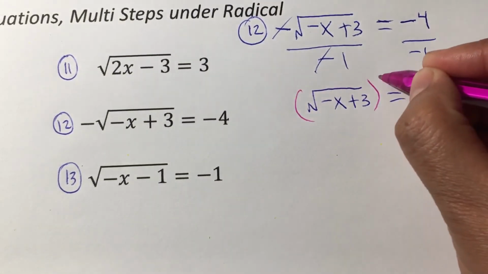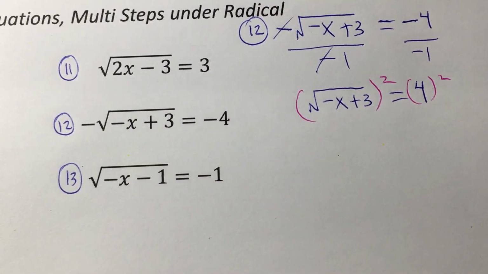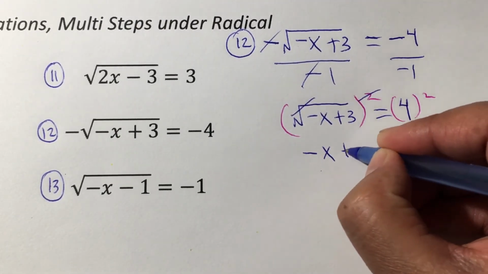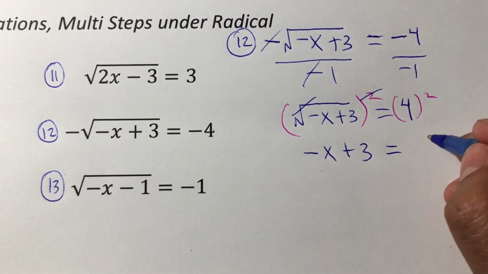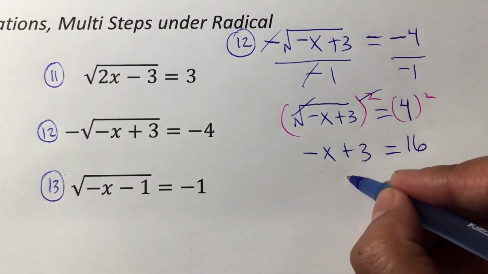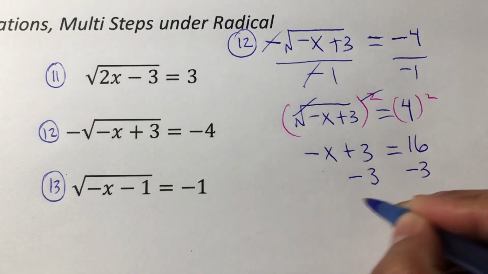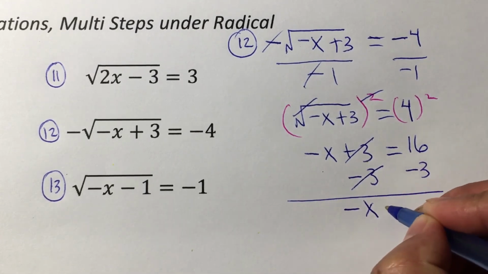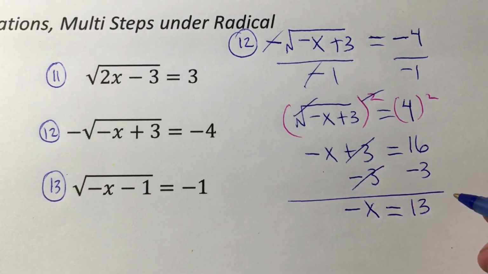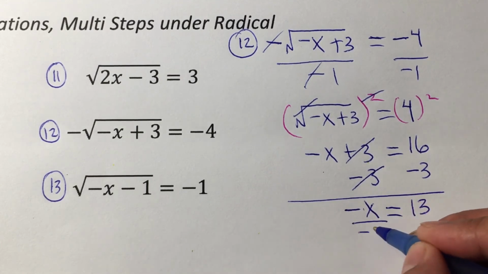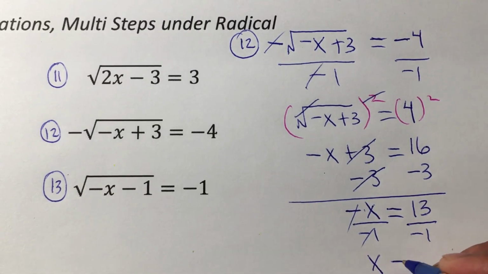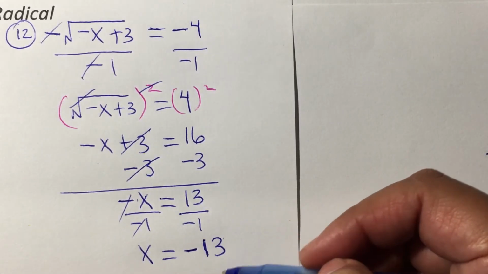We square this, and that cancels the square root. And we get negative x plus 3 equals, 4 squared is 4 times 4, which is 16. I subtract 3 from both sides to cancel that, and we get negative x equals 13. Finally, if I'm multiplying, the opposite is to divide by negative 1. This cancels, and you get x equals positive divided by negative is negative 13. So the answer is negative 13.